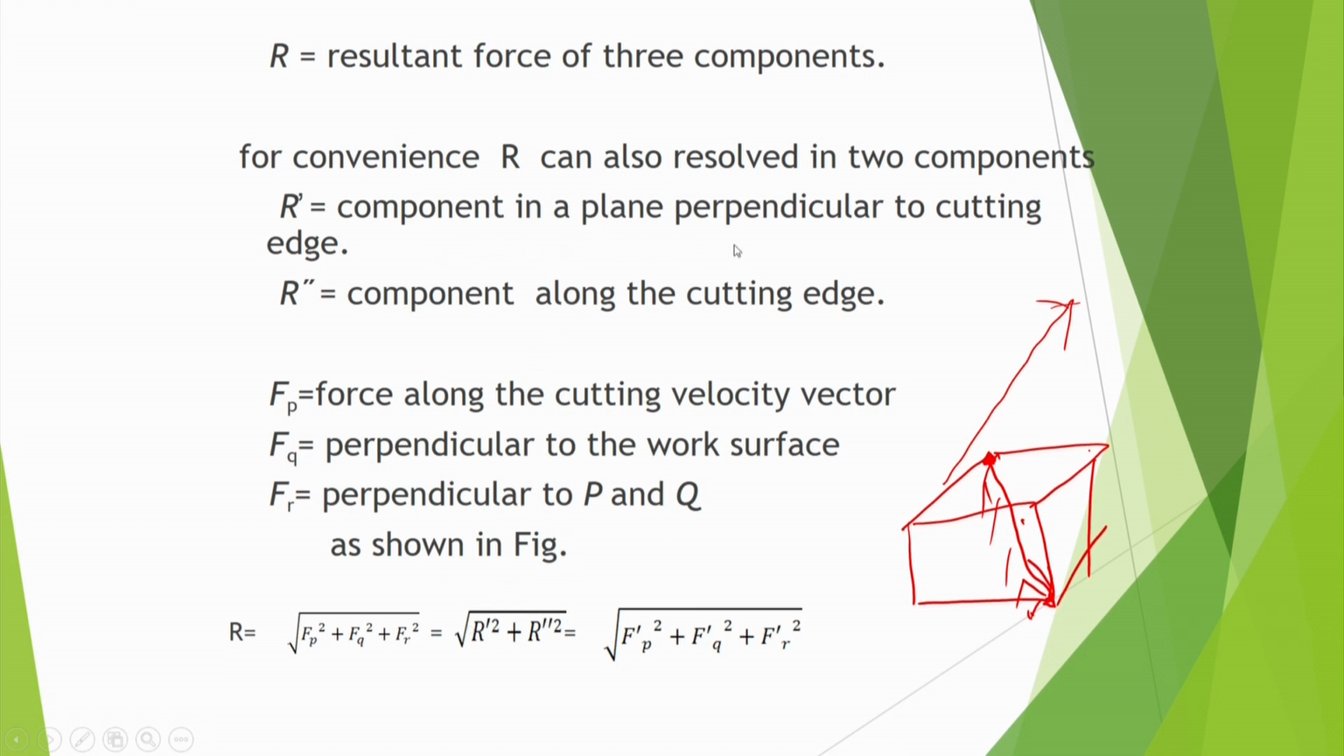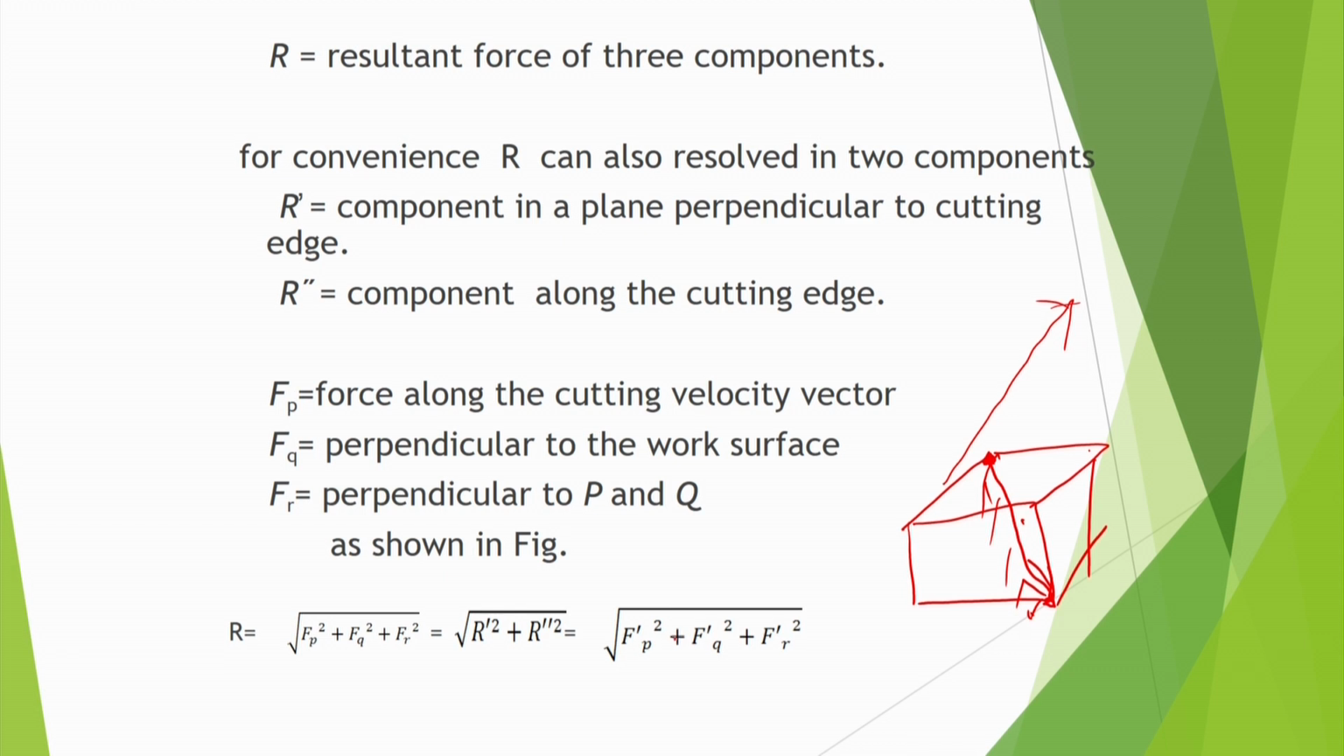So, I can take a component in a plane perpendicular to the cutting edge and a component along the cutting edge. So then it can be resolved into two components also. And then Fp is the force along the cutting velocity vector, Fq is perpendicular to the work surface, and Fr is perpendicular to both P and Q, as shown in the next figure. So the resultant will be square root of Fp square plus Fq square plus Fr square, and the same thing can be called R dash square plus R double dash square.